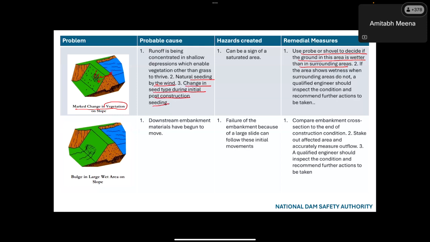Similarly, if there is this bulge, it is showing like the dam is about to collapse from this bulge. The material has moved in this direction from the inside and it is about to come out. So this very large bulge is very serious, and if it is also wet, it means it is about to collapse.